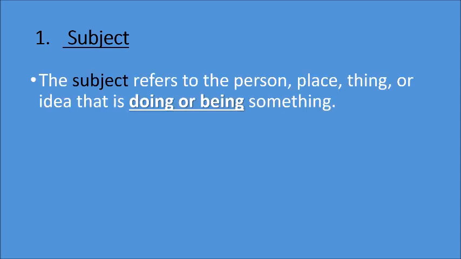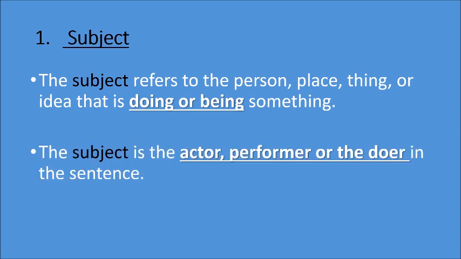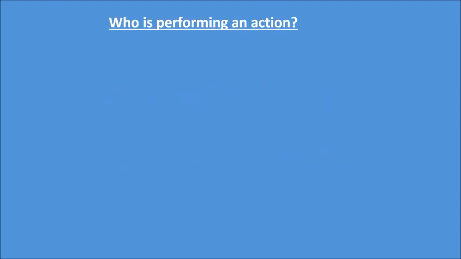The subject refers to the person, place, thing, or idea that is doing or being something. In other words, the subject is the actor, performer, or the doer in the sentence. So, the subject is active or doing something in a sentence. So, how do we identify the subject in a sentence? By asking the question, who is performing an action?